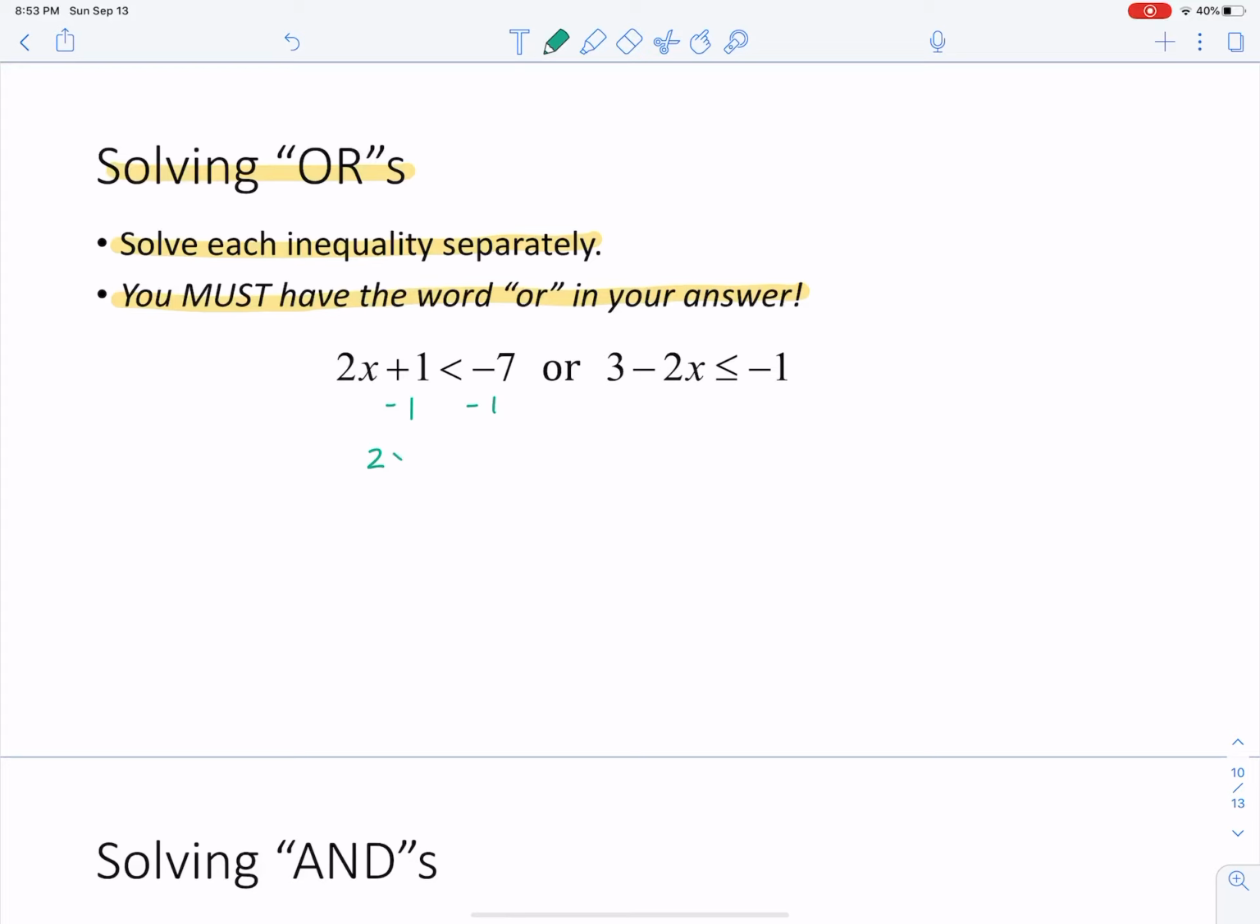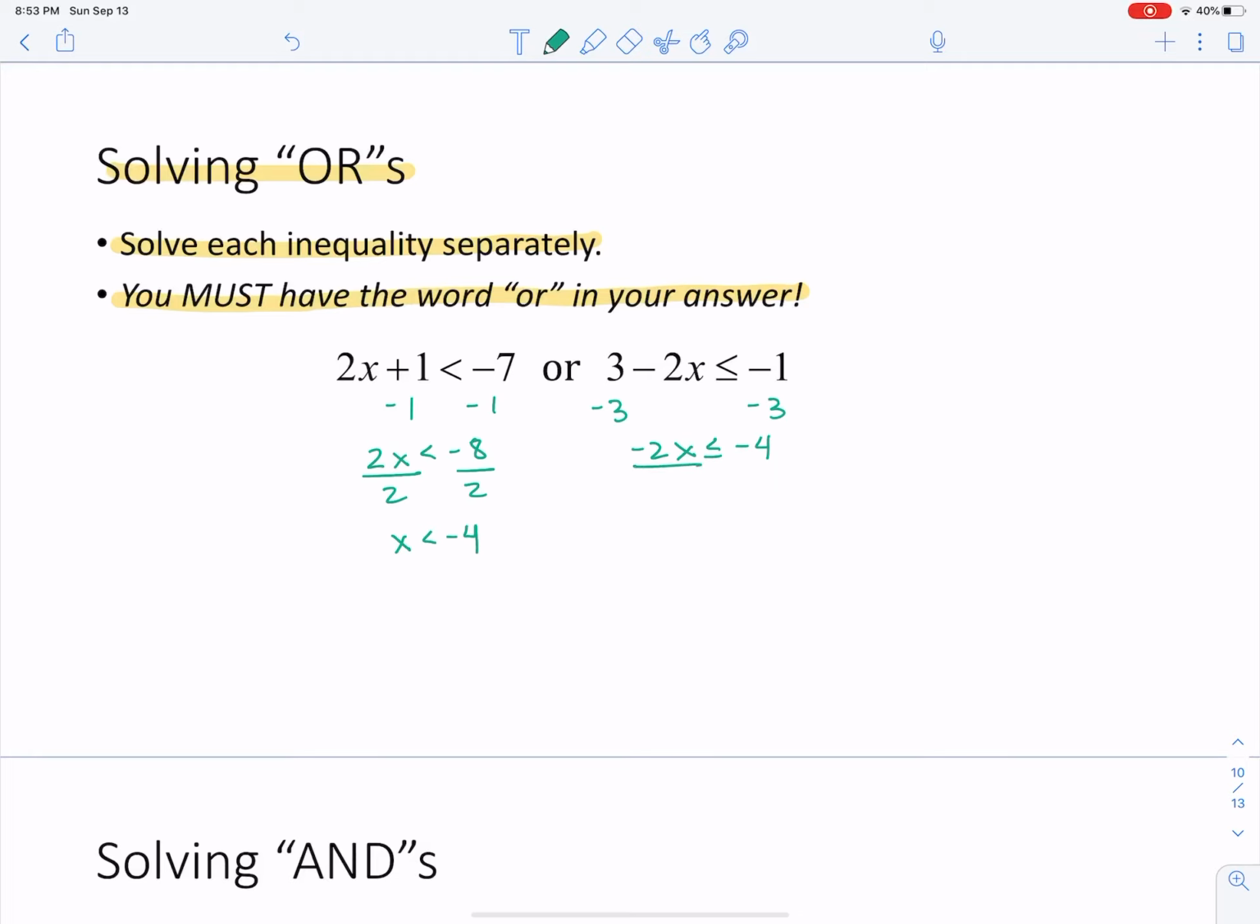I get 2x is less than negative 8. I'm going to divide by 2. I'm dividing by a positive here, so I don't need to flip. So that's one of them. And then I have minus 3. Negative 2x is less than or equal to negative 4.